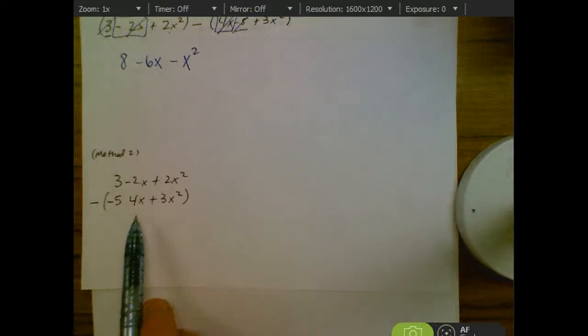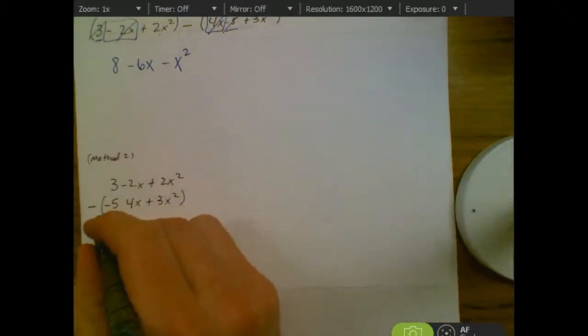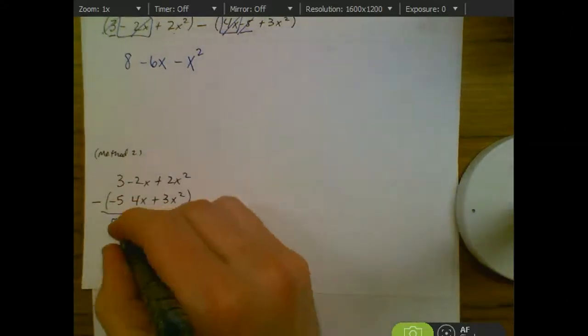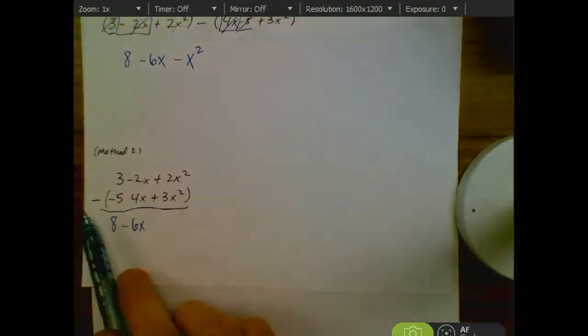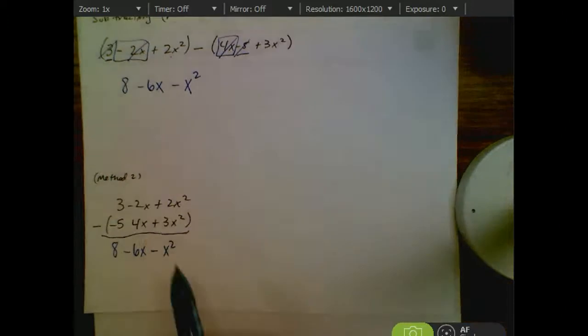Or you can do method 2, where you line them up. 3 minus negative 5 is 8. Negative 2x minus 4x is minus 6x. And 2 minus 3 is minus 1x squared. Notice how we get the same answer. It's just a personal preference, which way you like to do it better.